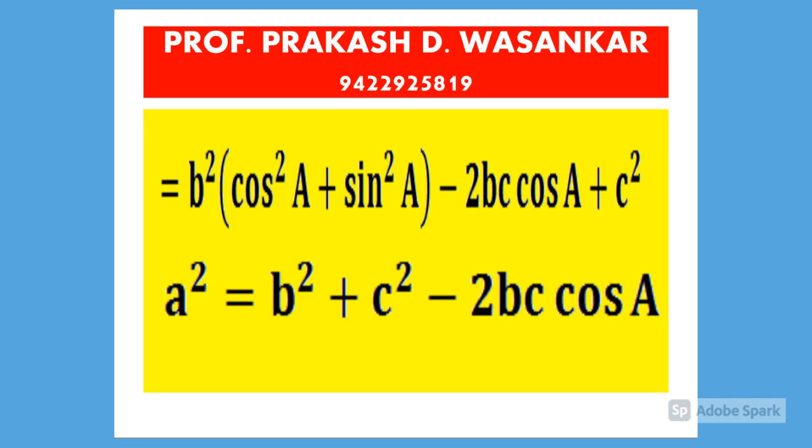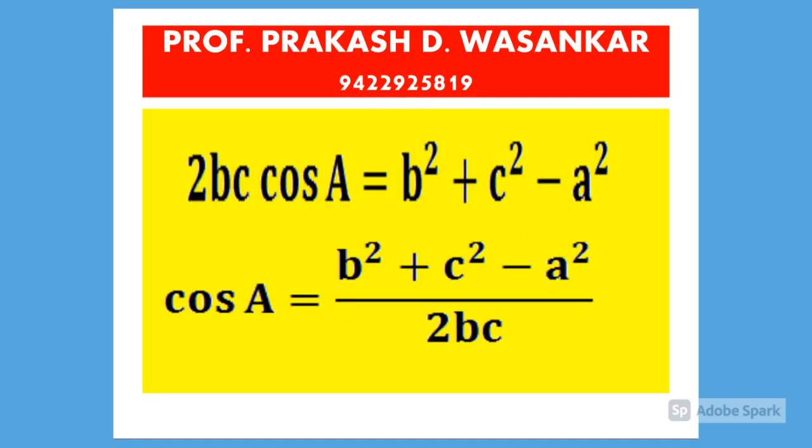Therefore, a square is equal to b square as it is, times the bracket terms, that is cos square A plus sin square A. This is the first fundamental identity, which is equal to 1. Therefore, 1 into b square plus the last term c square minus 2bc cos A. Again, this can be written as 2bc cos A equals b square plus c square minus a square. Then dividing both sides by 2bc, therefore cos A is equal to b square plus c square minus a square upon 2bc. And this is the required proof of the cosine rule for angle A in standard position.